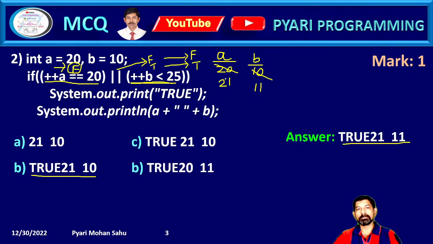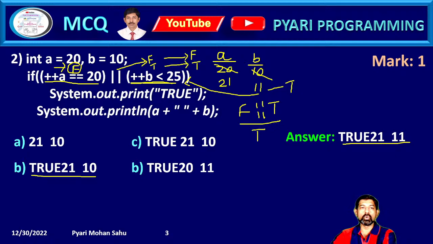Now who can say? Here it is saying plus B is less than 25. I said false. Do you all agree with me, or is it true? Because 11 less than 25 is your true part. Now the final result is false or true. False or true, the final result is true. So since it is true, it will get inside and display true. So that's why I am getting this true.